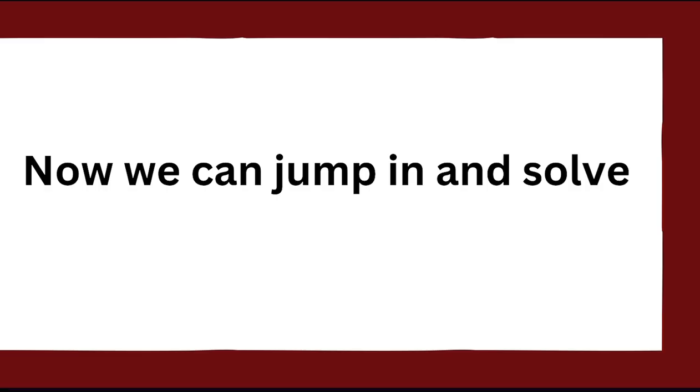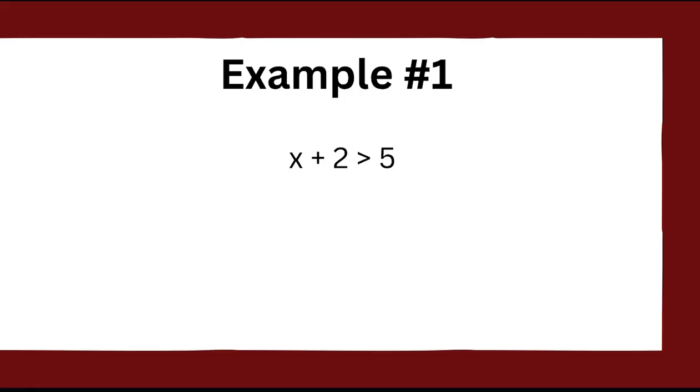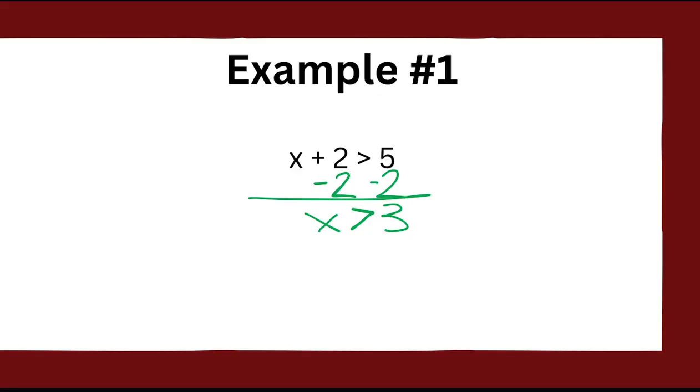Now we can jump in and solve. So for example number 1, I have x plus 2 is greater than 5. To solve, I'm going to subtract 2 on both sides to isolate that variable. That alone gives me my answer since x is isolated.